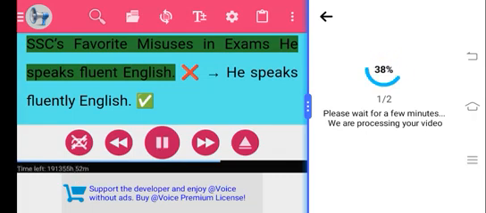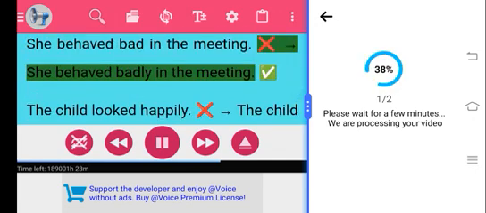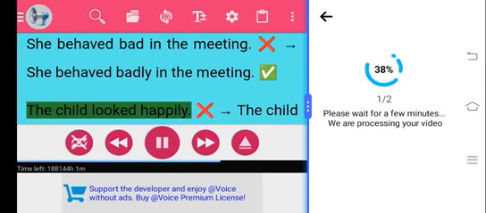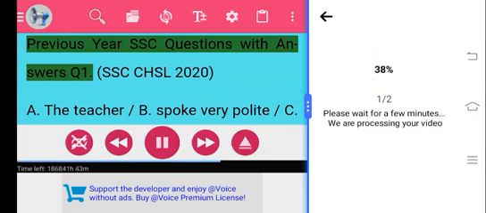SSC's favorite misuses in exams. He speaks fluent English. Wrong. He speaks fluently English. Wrong. She behaved bad in the meeting. Wrong. She behaved badly in the meeting. Correct. The child looked happily. Wrong. The child looked happy. Correct. Linking verb: looked. Previous year SSC questions with answers. Q1. SSC.